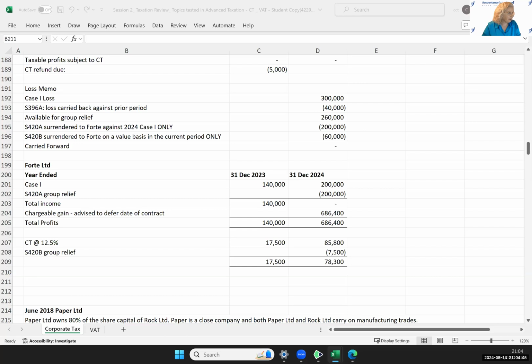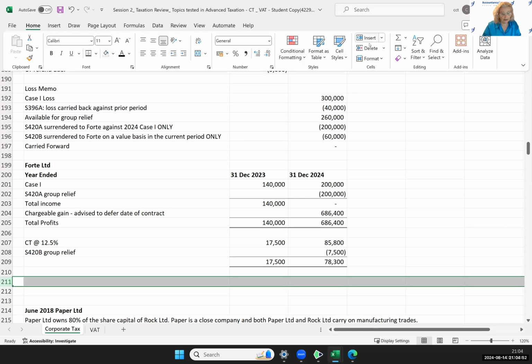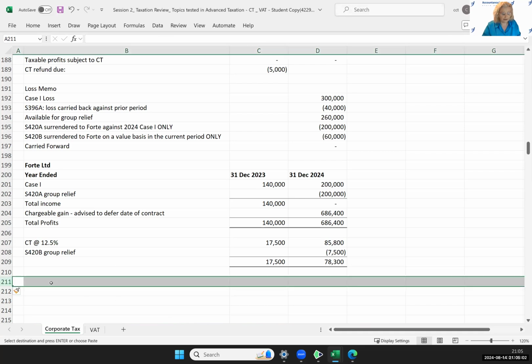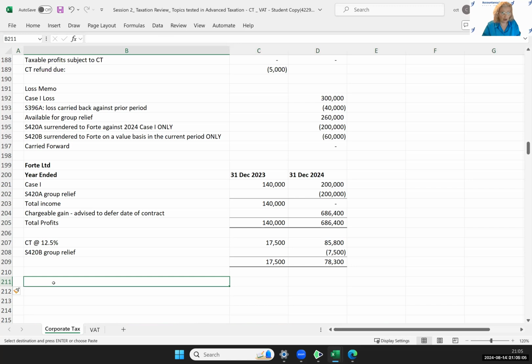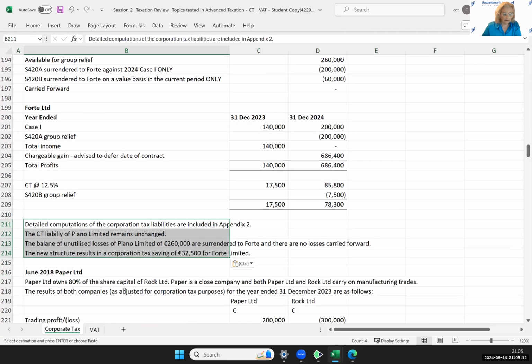So I'll just put in here the words I used to describe the workings that I did. And you can see it's just sentences that describe exactly what we did. There's nothing advanced in this. It's just use your words to say what you've calculated in your numbers. Okay, so see, the CT liability of Piano Limited remains unchanged, but I was getting marks for doing an appendix and showing that it remains unchanged.